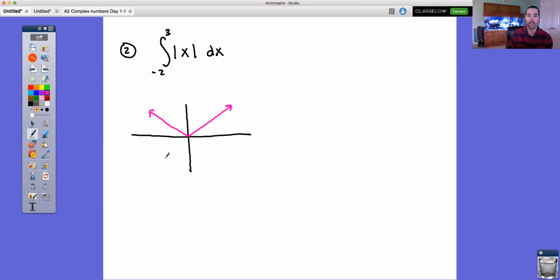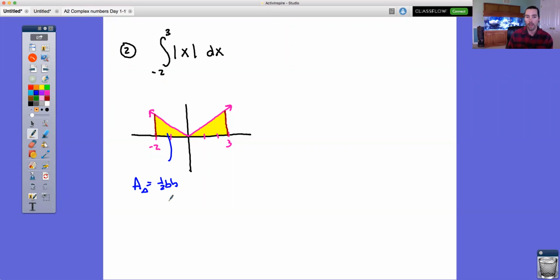I'm going to ask you to integrate it from -2 to +3. So what you're doing is finding the area under the absolute value of x between these two sections, a triangle on the left and a triangle on the right of the y-axis. I don't know how to find the antiderivative of absolute value of x, but I do know how to find the area of a triangle back from geometry. The area of a triangle is 1/2 base times height.